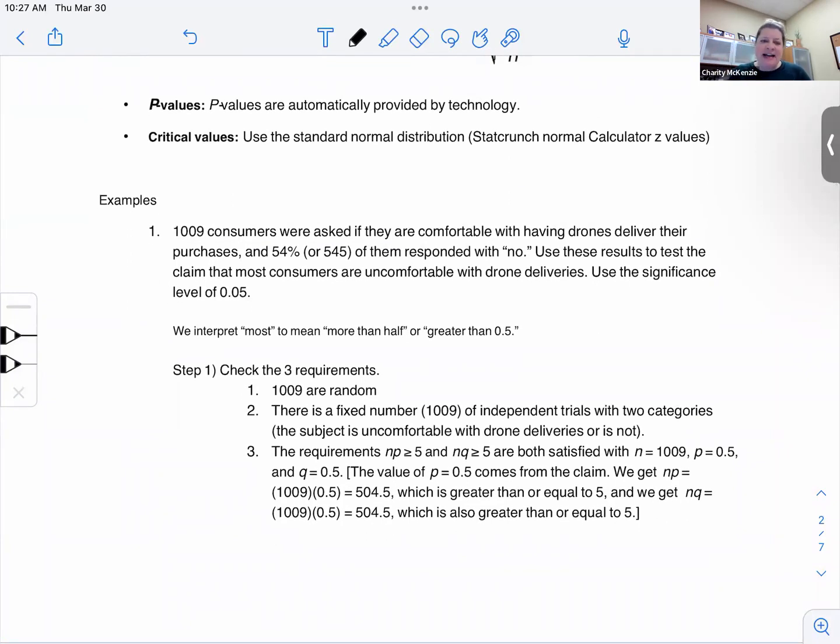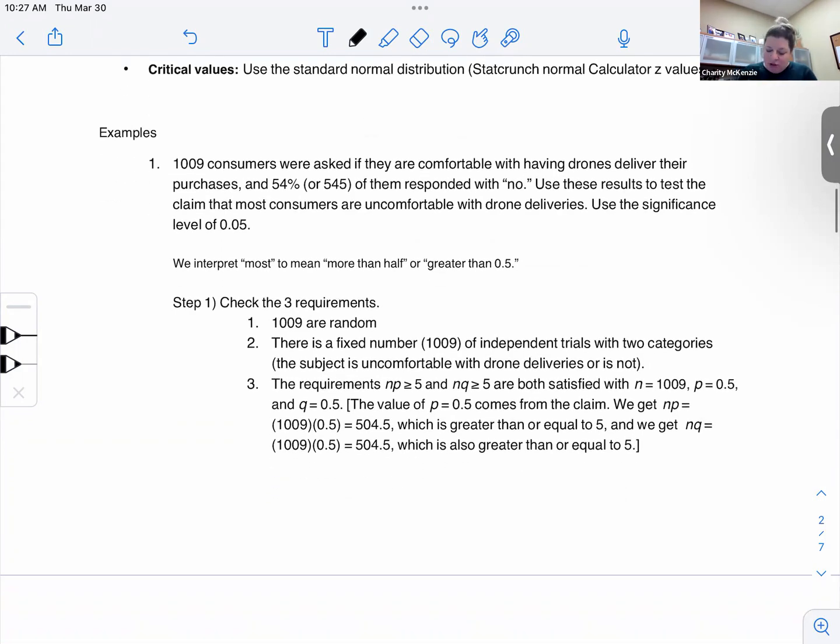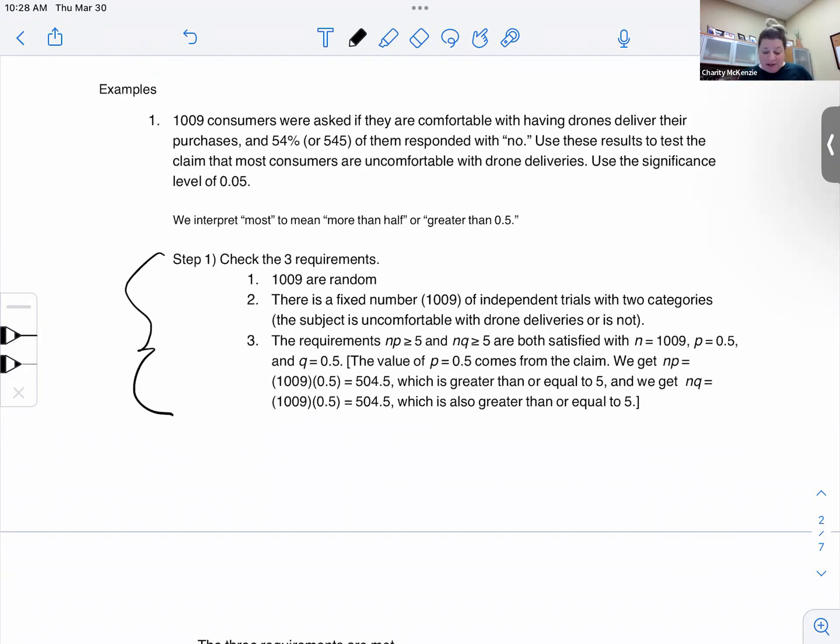We have 1,009 customers who were asked if they're comfortable having drones deliver their purchases. 54% of them responded, no, I'm not comfortable. Use these results to test the claim that most consumers are uncomfortable with drone deliveries. If we were to do the check, which we don't always do, we would say, was it a random sample? Sure, it said it was random.